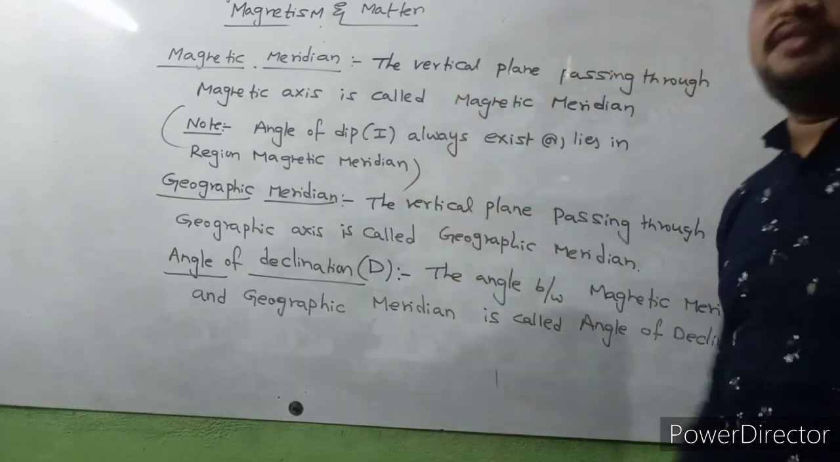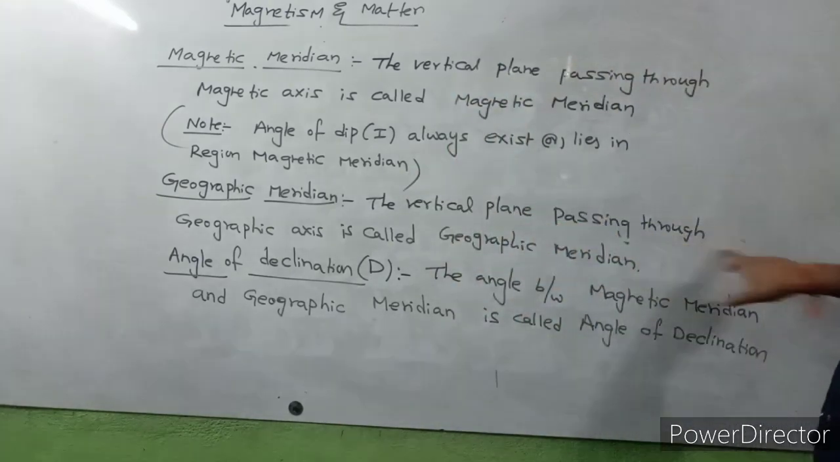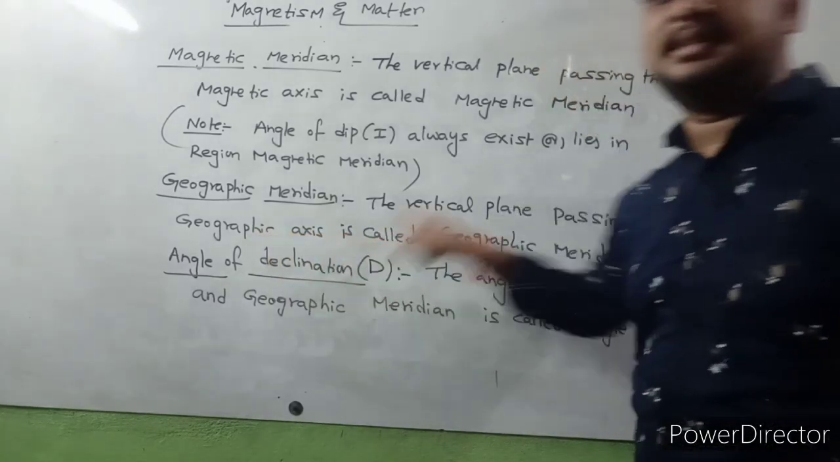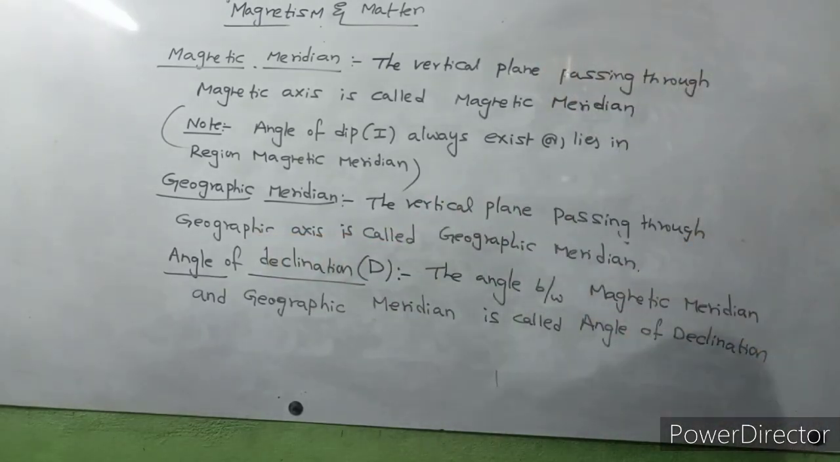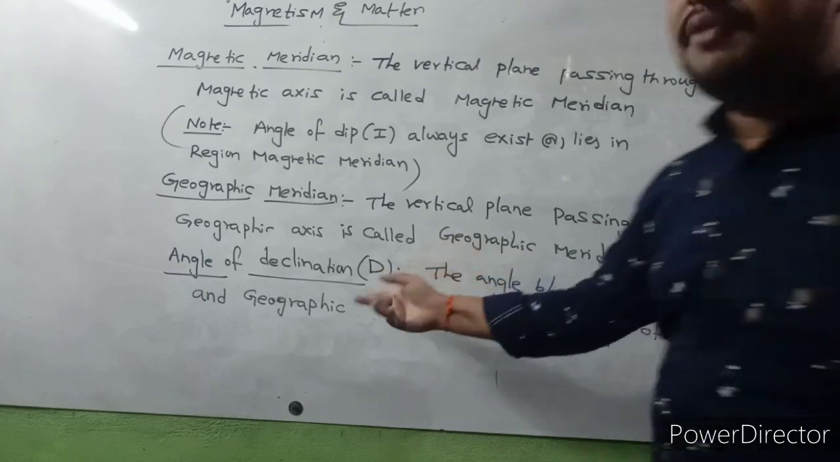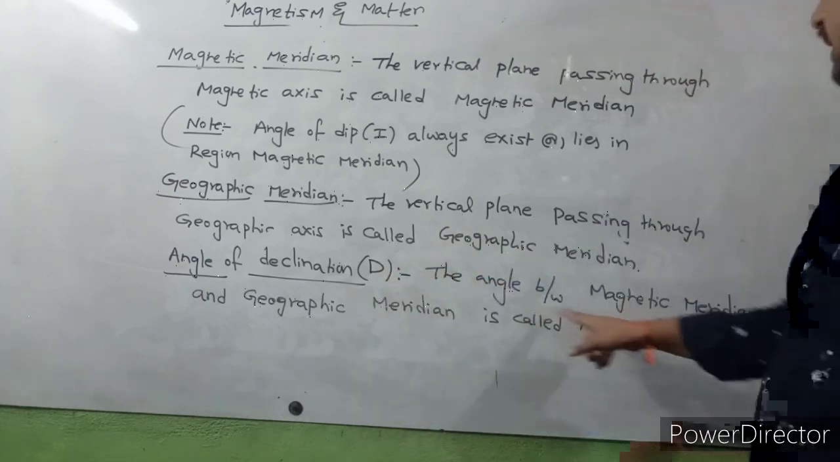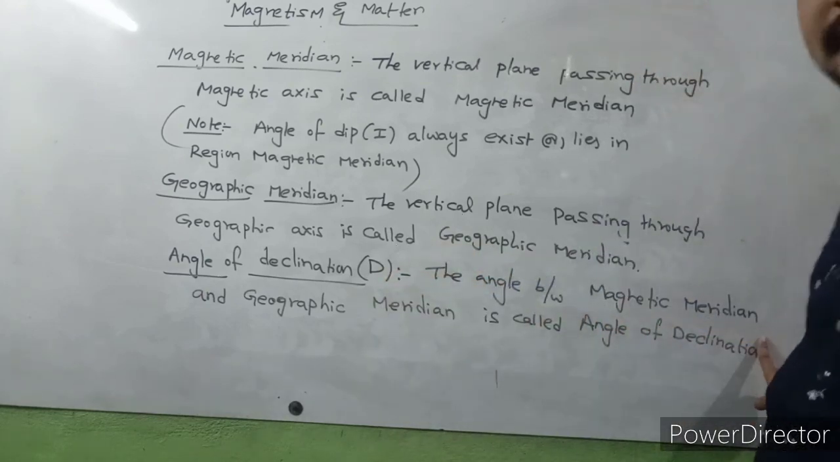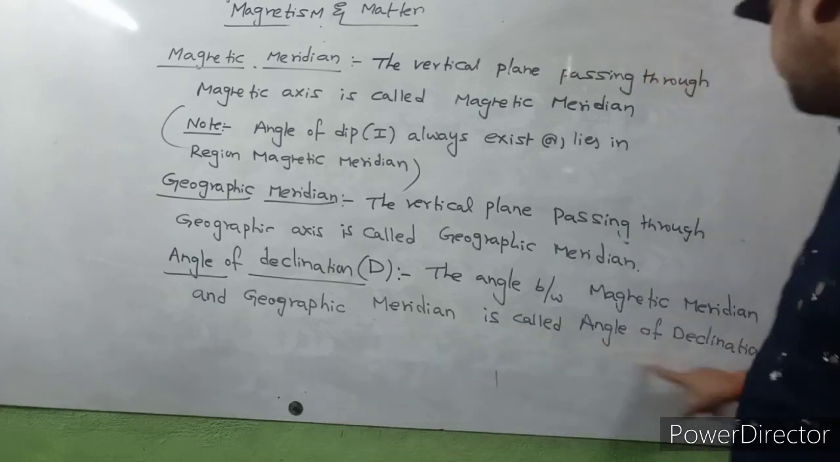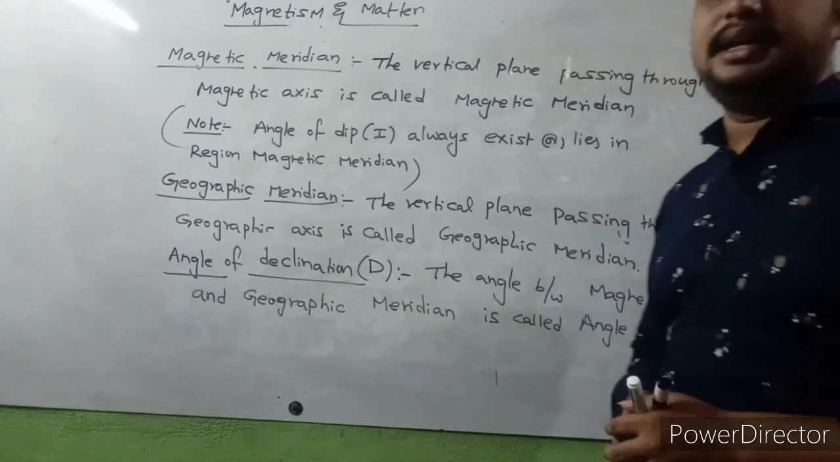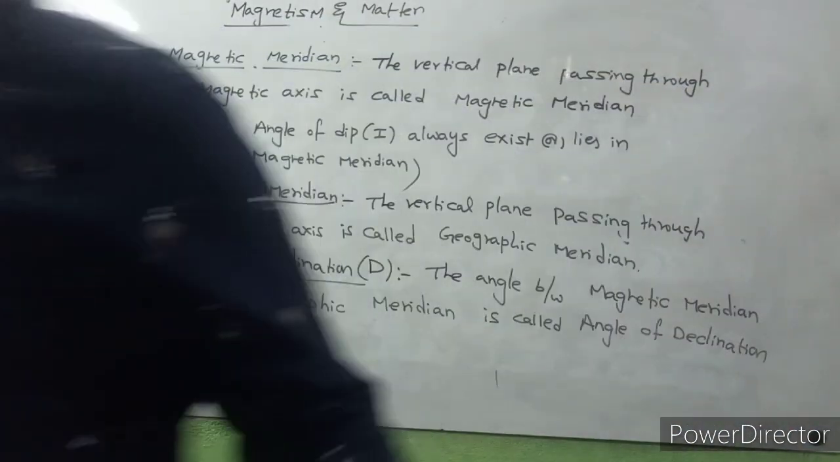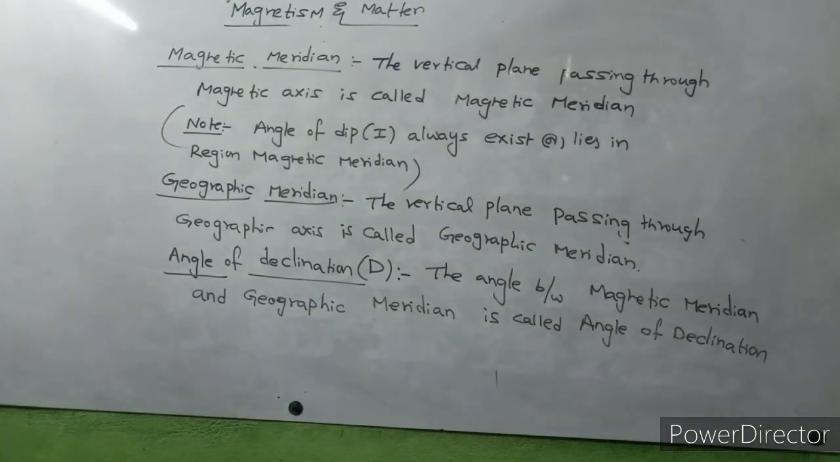Next, what is meant by geographic meridian? The vertical plane which is passing through the geographic axis is called the geographic meridian. Next, angle of declination. The angle between the magnetic meridian and the geographic meridian is called the angle of declination. Now I will represent this angle of declination with a diagram.